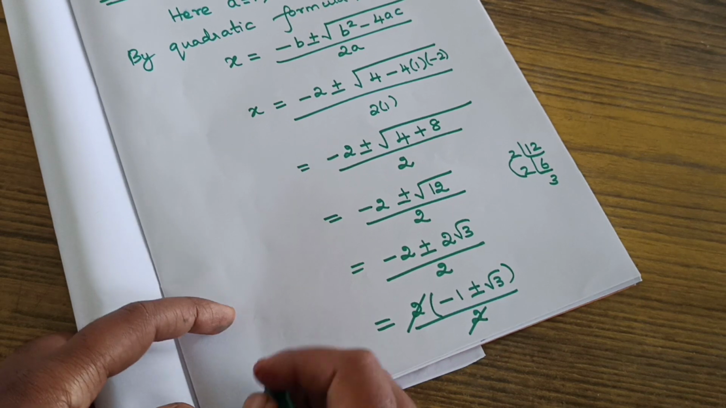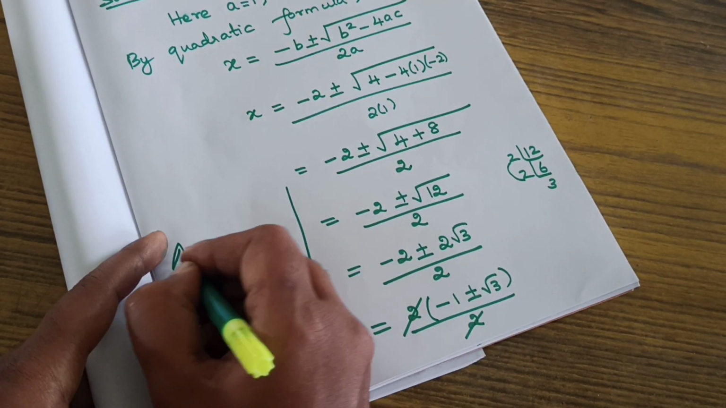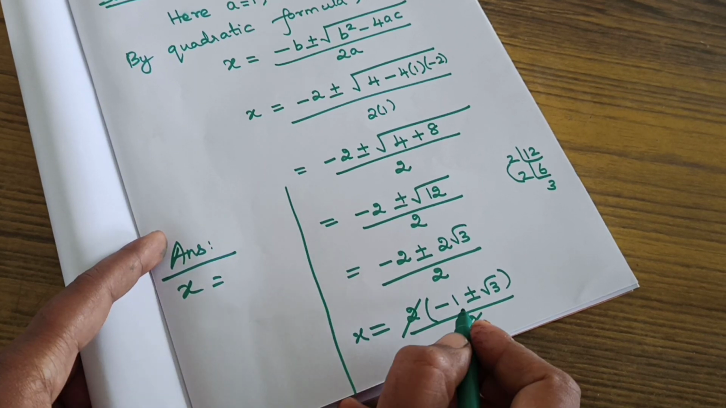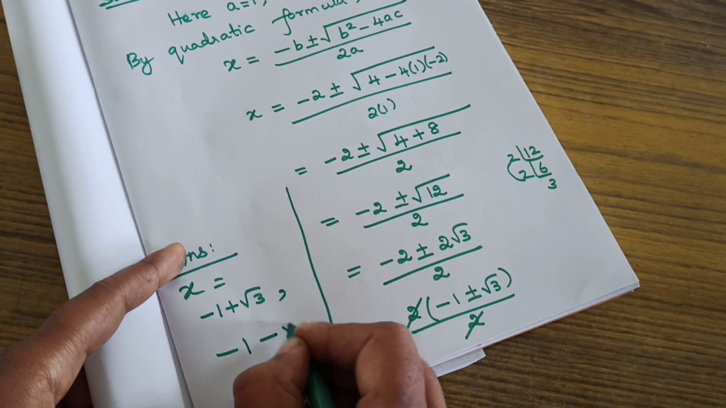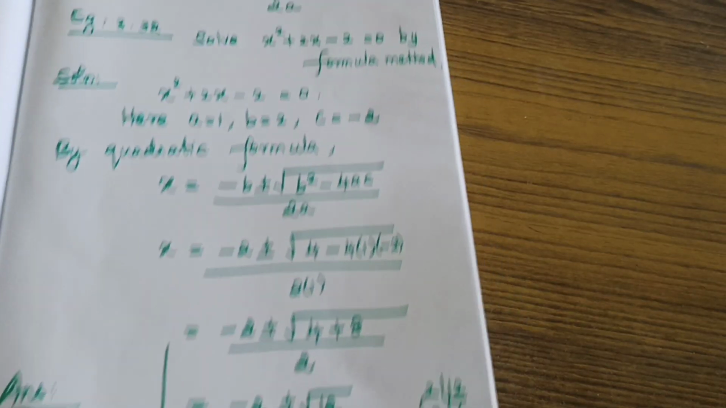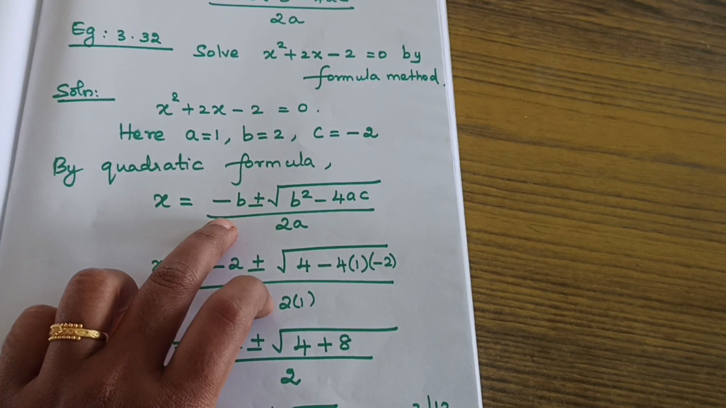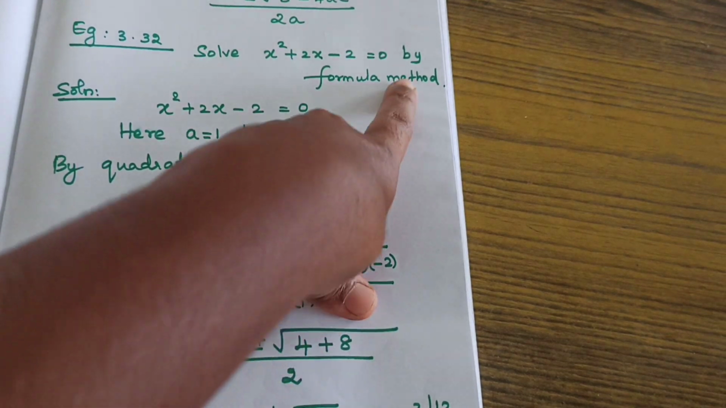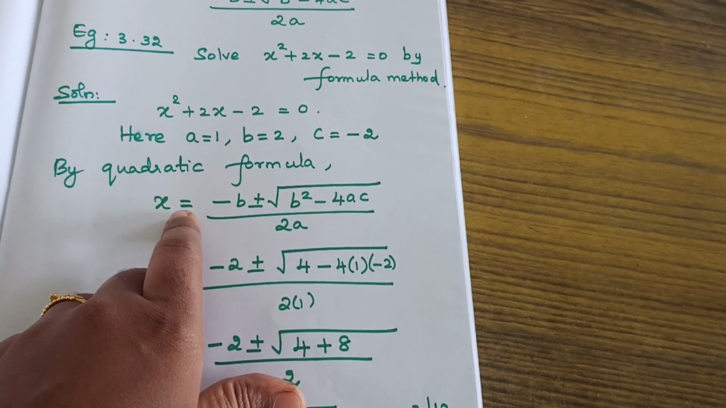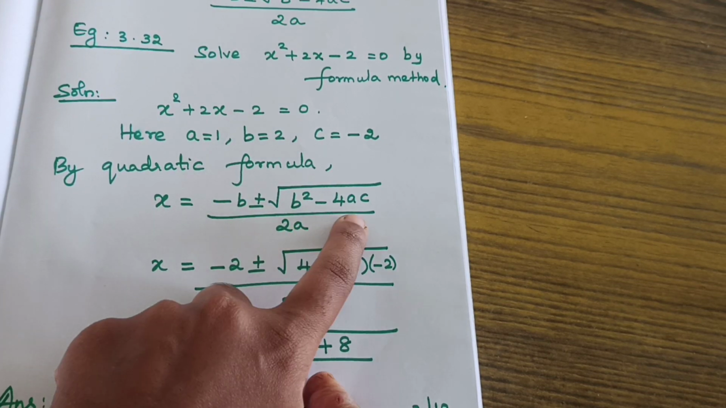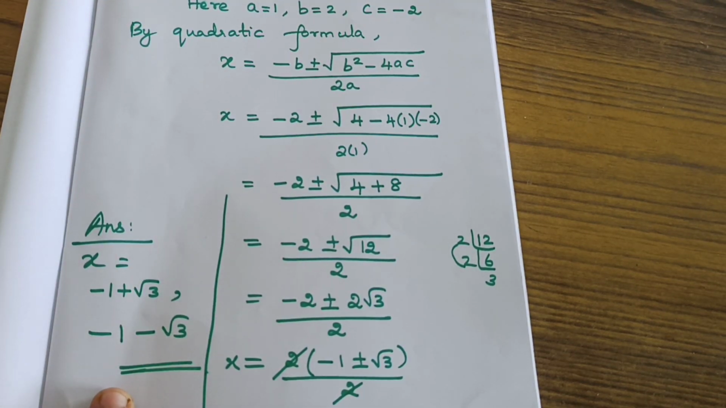So what are the roots? X value, x equal to, answer, I am writing here, answer x equal to 2 values will come, minus 1 plus root 3 comma minus 1 minus root 3. So it's so simple. The main thing you need is to memorize the formula. Just memorize this quadratic formula. The question they will ask like this, quadratic formula. So by quadratic formula, x equal to minus b plus or minus square root of b square minus 4ac by 2a. So that's one you need to solve like this.